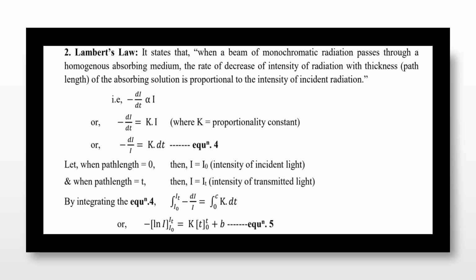When the path length is 0, then I is equal to I0, and when the path length is t, I is equal to It. By integrating the equation, we get the limit I0 to It of minus dI by I is equal to the limit 0 to t of k times dt. Name this equation as equation 5.